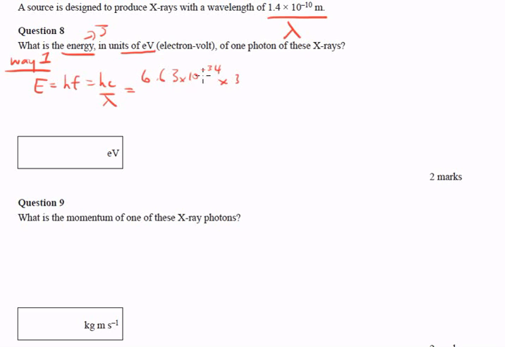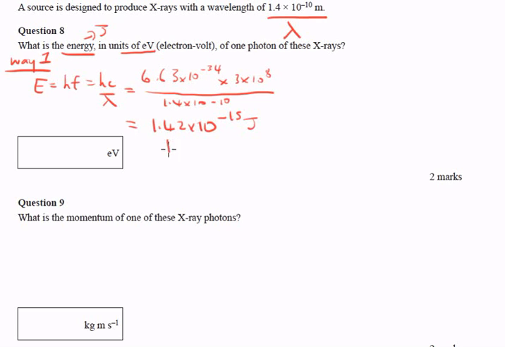So that's Planck's constant. 3 by 10 to the 8 is the speed of light, and the wavelength they give us is 1.4 by 10 to the minus 10, and that gives 1.42 by 10 to the minus 15 joules. Then we have to turn that, so when you use this Planck's constant in this formula, the 6.63 by 10 to the minus 34, you get the answer in joules.